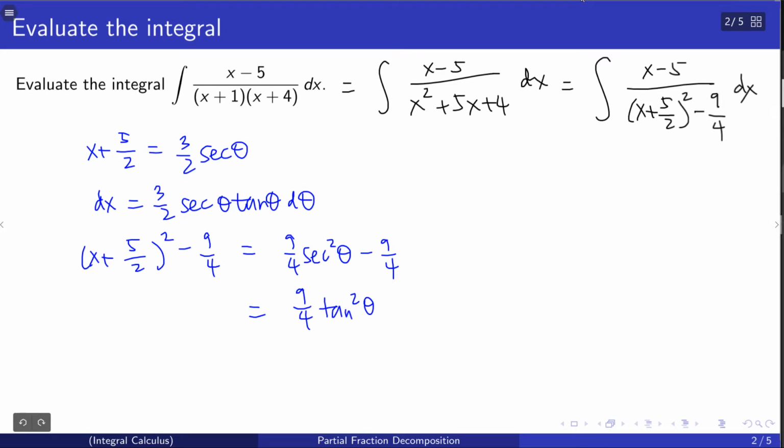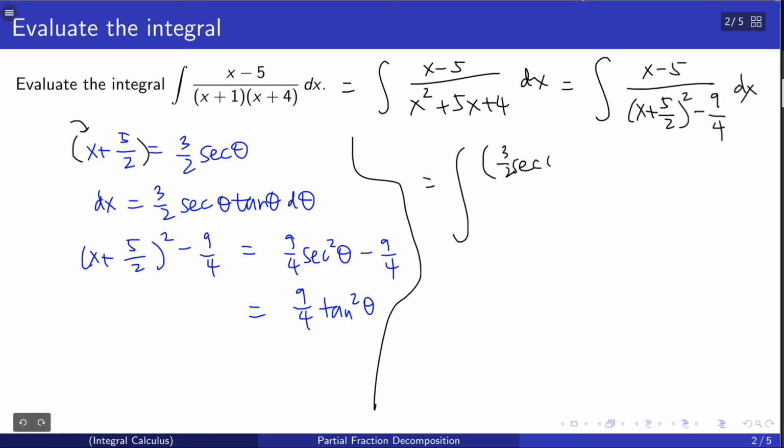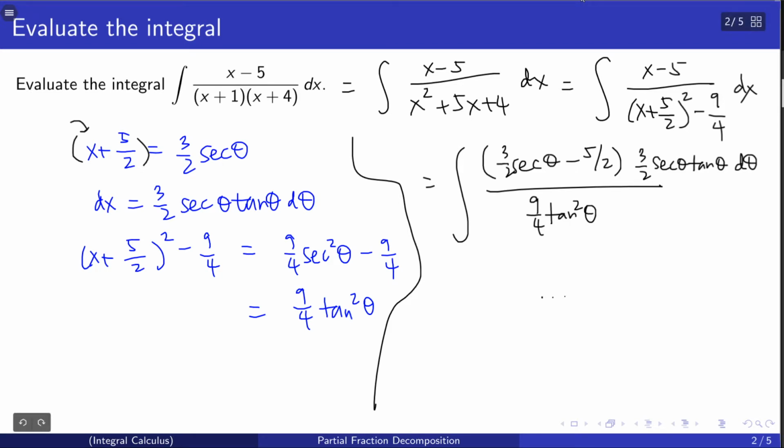Right, so it's just your standard trig substitution, where instead of x, it's a translate of x. And so applying this substitution, x is now 3/2 secant θ − 5/2, and we're dividing by 9/4 tangent² θ. And then dx is this whole expression, 3/2 secant θ tangent θ dθ. And you simplify, and then you integrate. Right? But yeah, I don't want to do this. Who wants to do this?